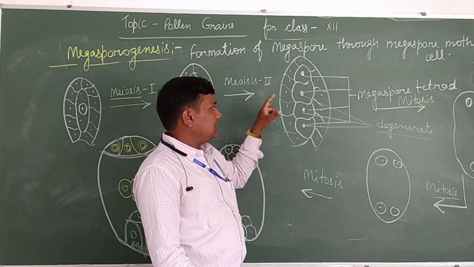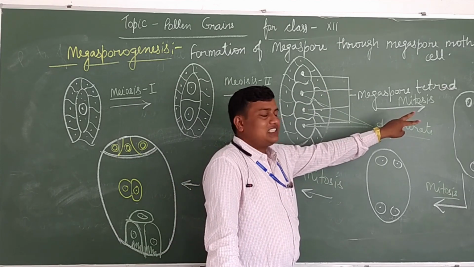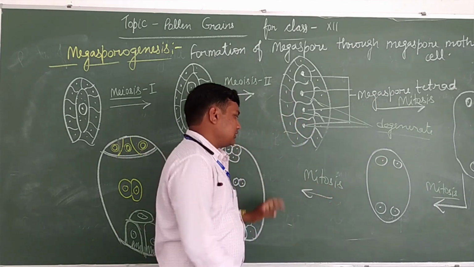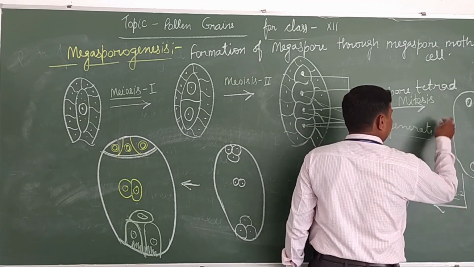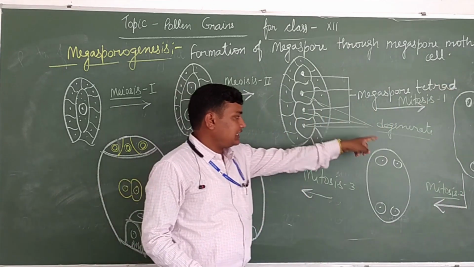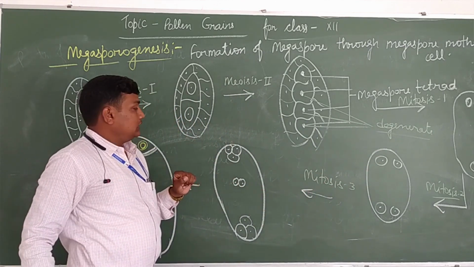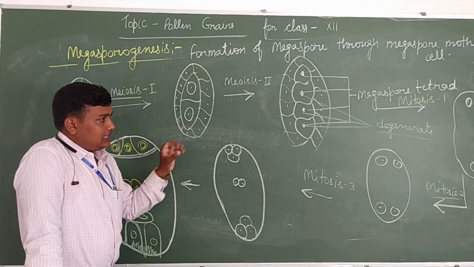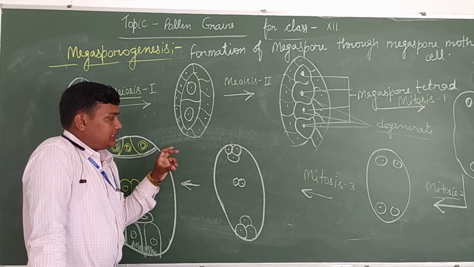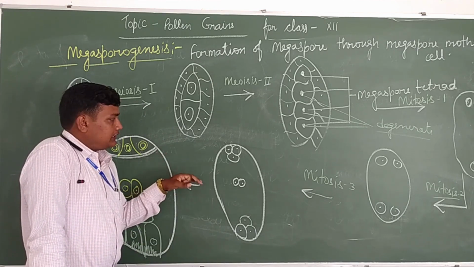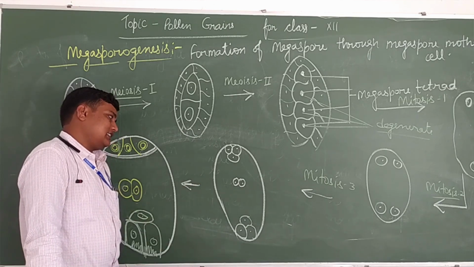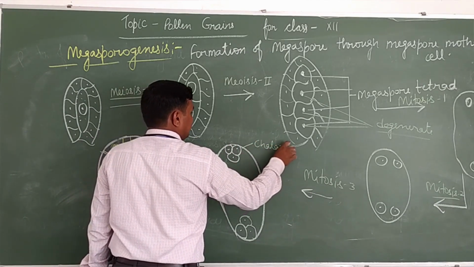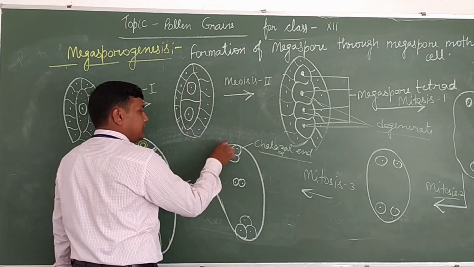This is monosporic development of the embryo sac, and it is again divided into a 2 cell structure through mitosis, then mitosis 2 gives a 4 cell structure, and then mitosis 3 gives 8 cells. Here are some unique things: when it divides to 8 cells, it modifies, and 3 cells move toward the chalazal end and modify into antipodals.